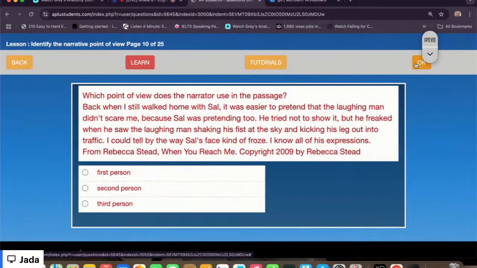Back when I still walked home with Sal, it was easier to pretend that the laughing man didn't scare me because Sal was pretending too. He tried not to show it, but he freaked when he saw the laughing man shaking his fist at the sky and kicking his leg out into traffic. I could tell by the way Sal's face kind of froze. I know all of his expressions. First, second, or third?